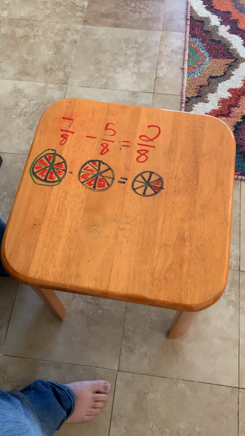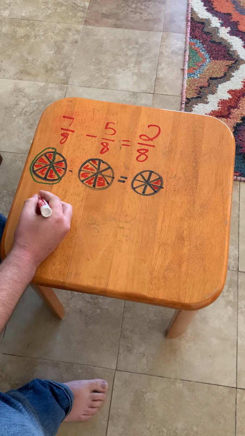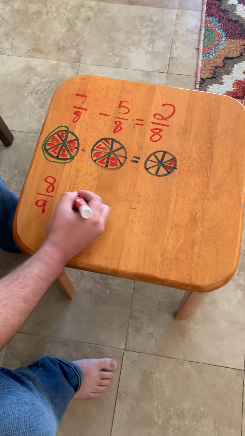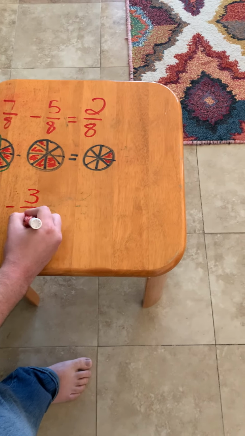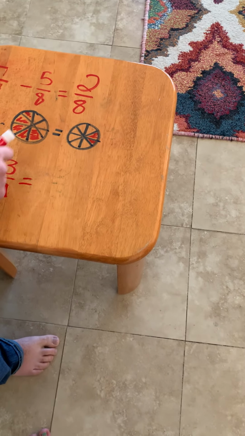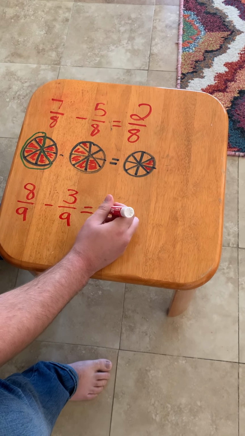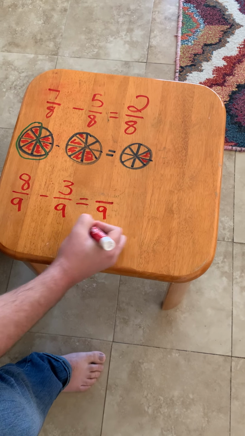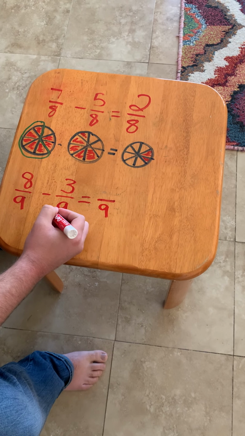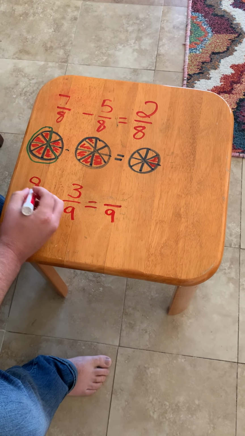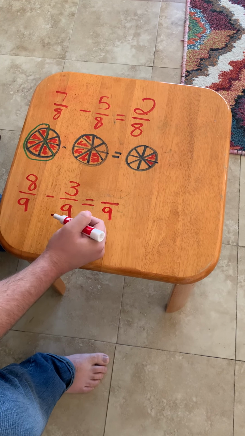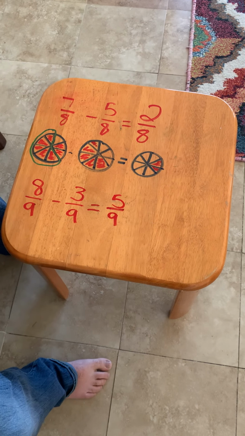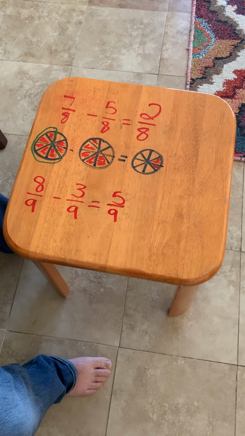Let's try one more without the pictures this time. So if we do 8/9 minus 3/9, we know from this picture up here, our bottom number is going to be the same. So I don't really have to solve anything to know that in my answer, the denominator is going to be 9. All I need to do is solve for 8 minus 3. That would be 5. So my answer would be 5/9.